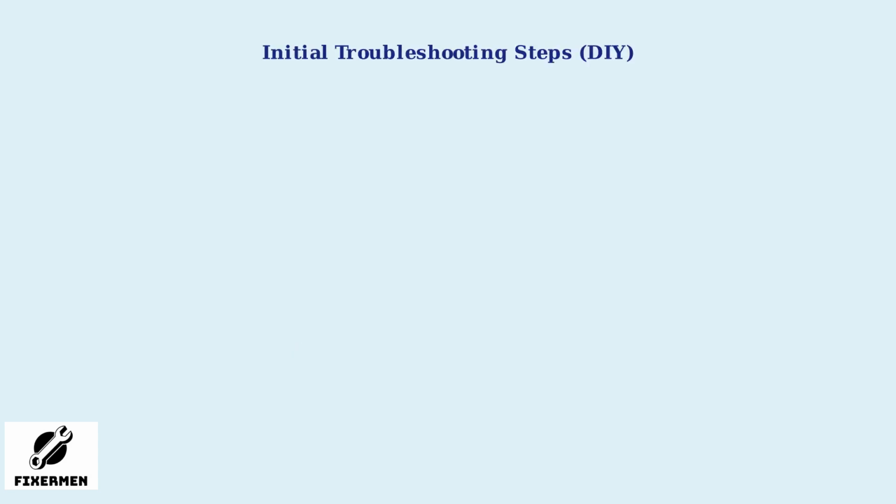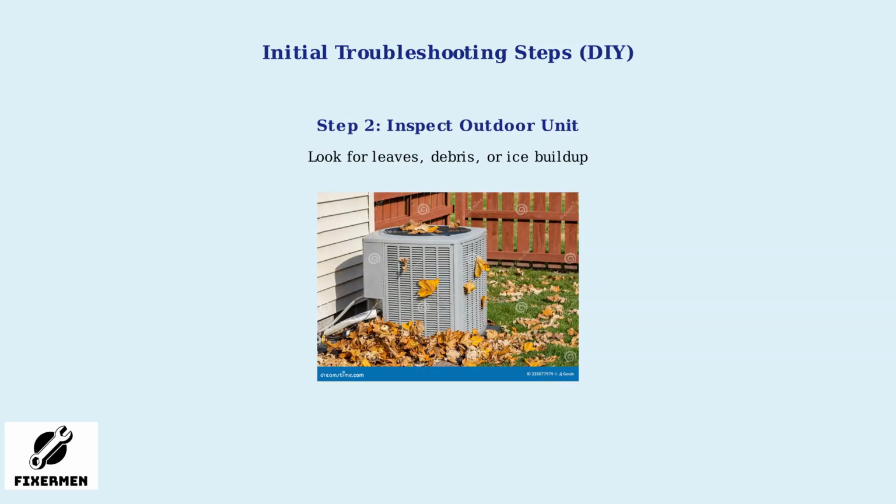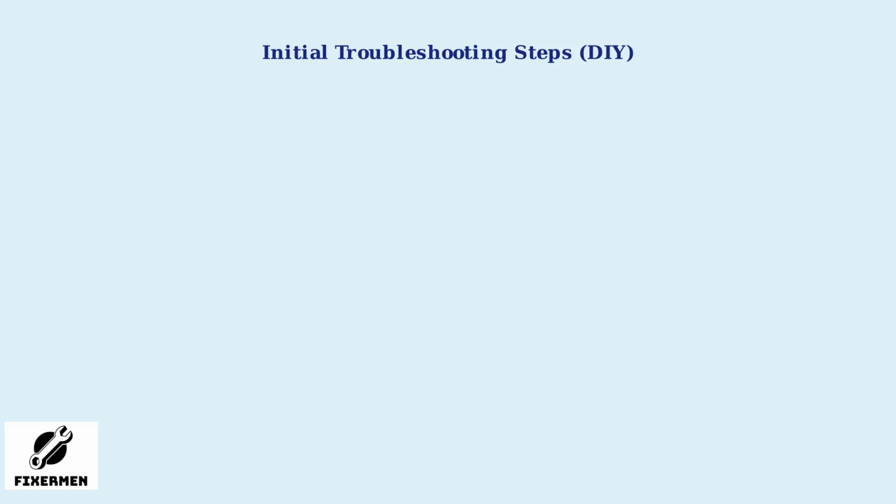Before calling a technician, try these initial troubleshooting steps yourself. Start by checking your air filter and replace it if it's dirty, as clogged filters can significantly reduce system efficiency. Next, inspect the outdoor unit for any visible obstructions like leaves, debris, or ice buildup that could block airflow. Clear away any obstructions you find to restore proper airflow around the unit.